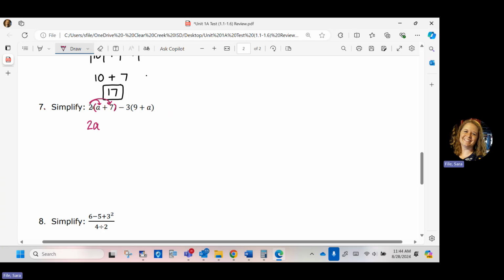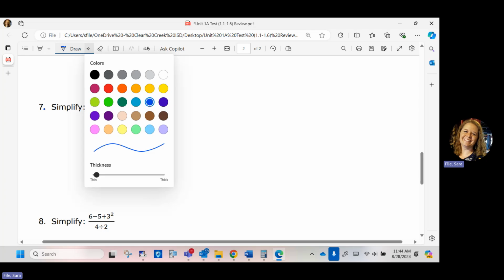We've got over here another set of parentheses, and this -3, that whole thing, the negative included, needs to be distributed. So -3 times 9 is -27, and -3 times A is -3A. All right, so then we've got to combine like terms.